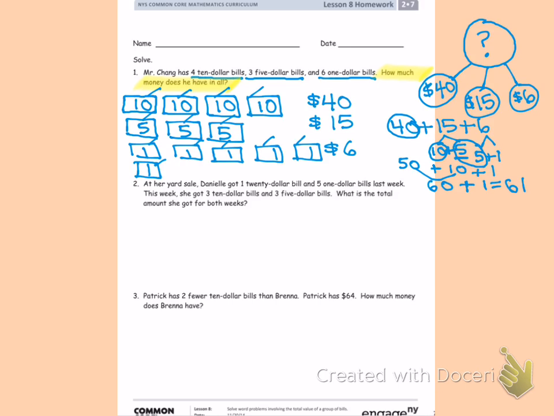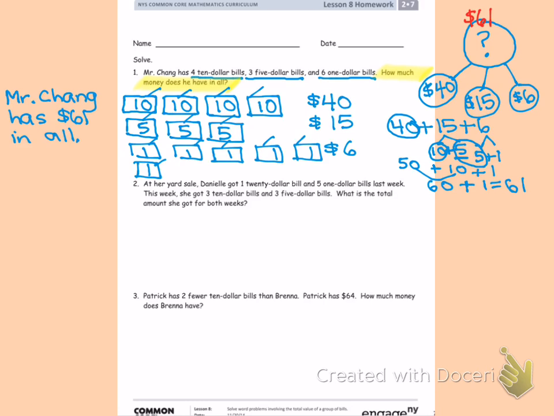Let's answer this in a sentence. Mr. Chang has $61 in all. So if we're looking at the number bond, the question mark, the unknown amount, that would be the total that Mr. Chang has. In this case, the total is $61.